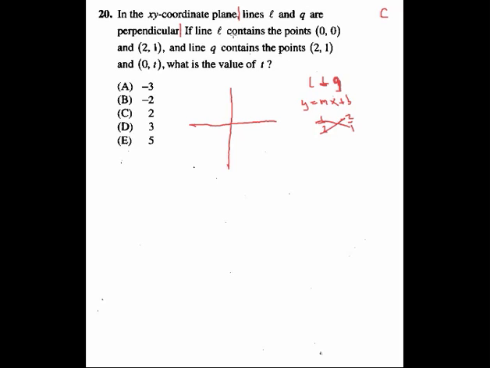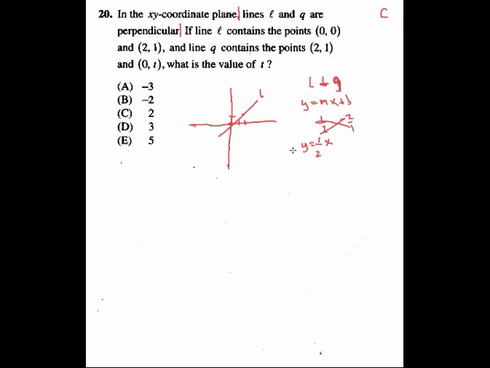Okay, so if line L contains a point (0, 0) and (2, 1). So here's (0, 0) and (2, 1). So I've got line L like this. So this is line L. We should probably get everything that we can about line L. Well, we have y equals, the rise is a half, because it goes up 1 over 2, x plus 0, because the y-intercept is 0.